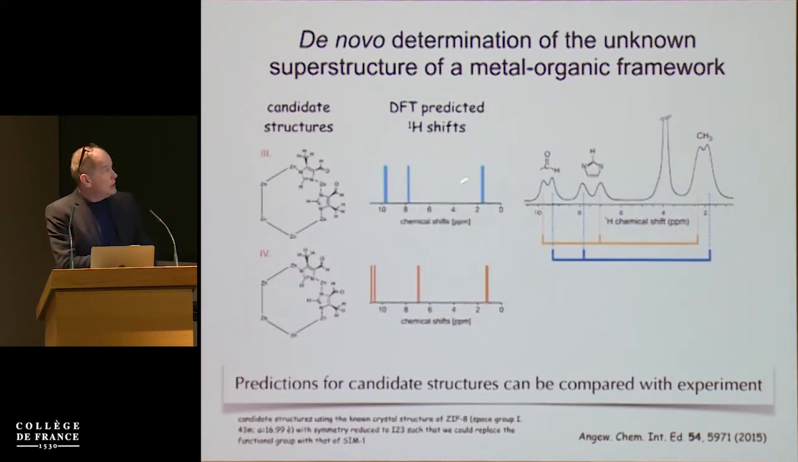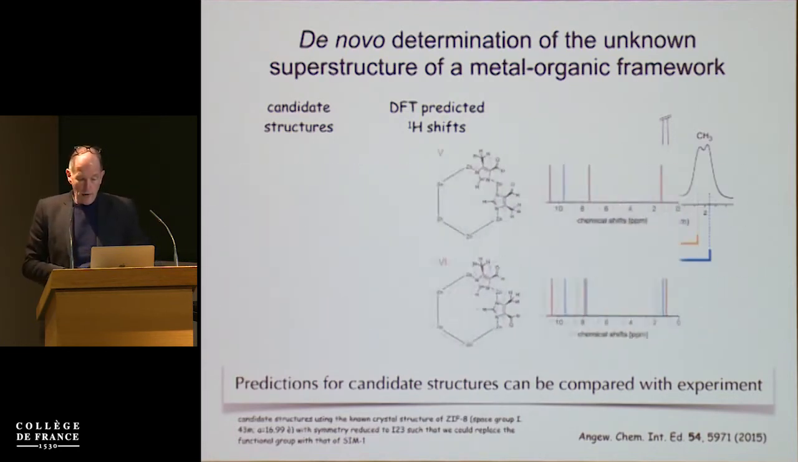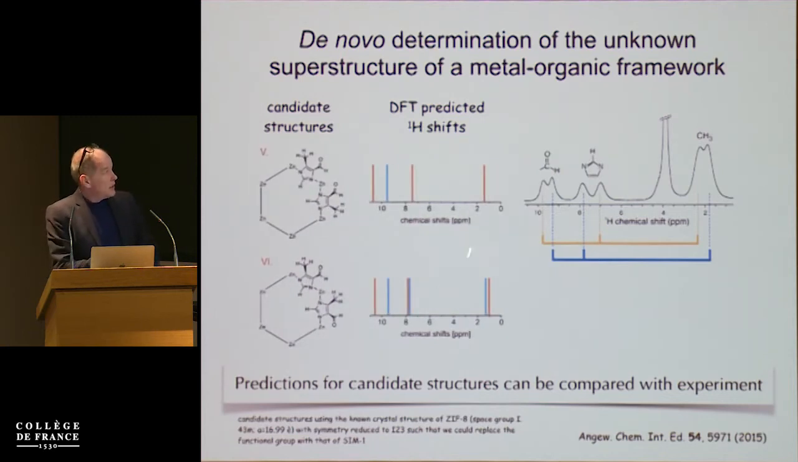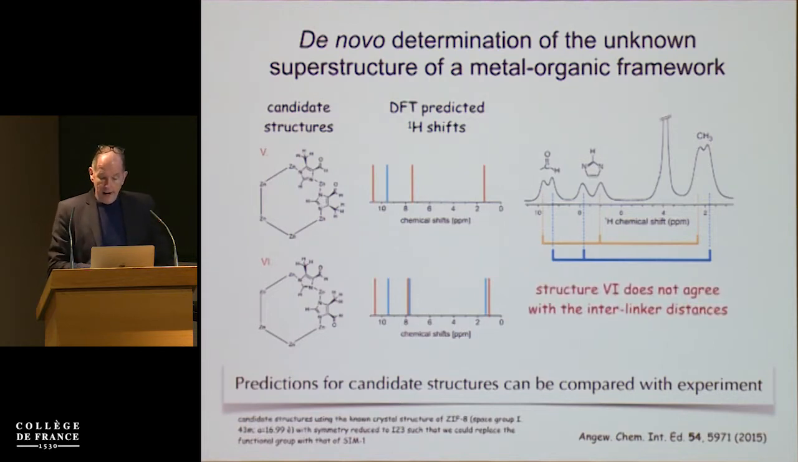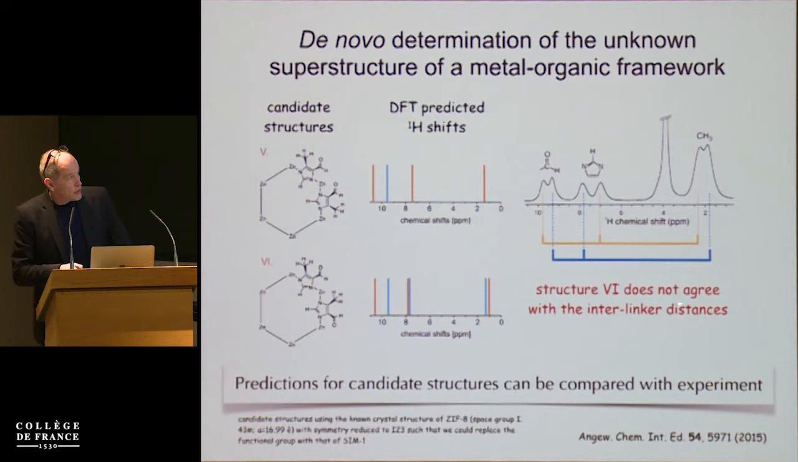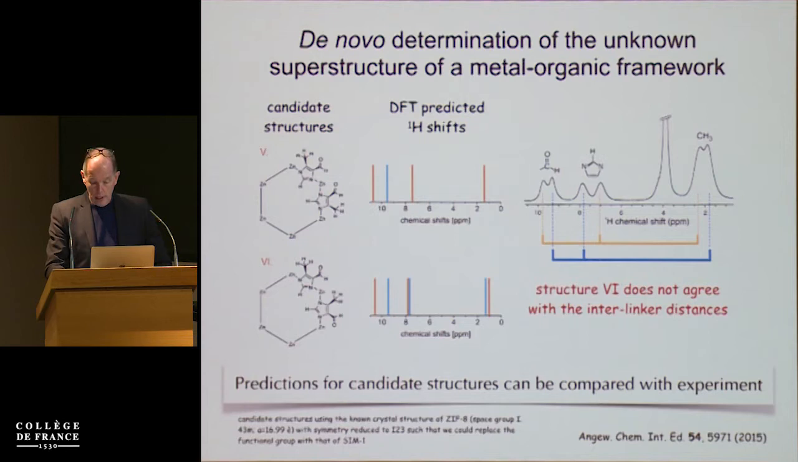This structure, well, there's a very small difference here between the two linker environments, but it's nothing like what we see in experiment. Again, none of these structures so far agree with the data. So here we have the fifth candidate, again, nothing like agreement. Here we have something that's, well, at least the right order. Okay, so we see a small splitting here, small splitting here, larger splitting here, so they're all in the right order. It could be that one. But in fact, this structure does not agree with the interlinker distances that we measured, and so that cannot be the structure either.